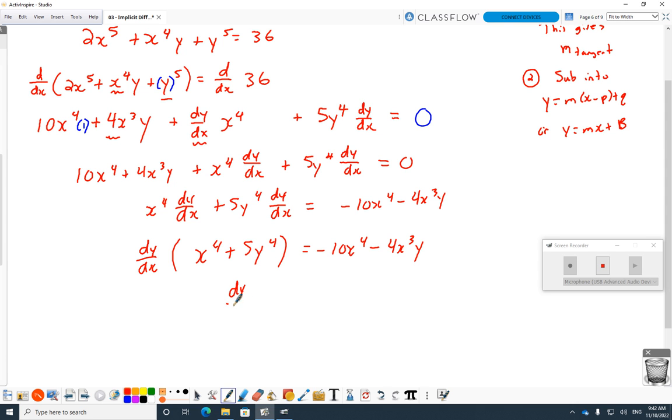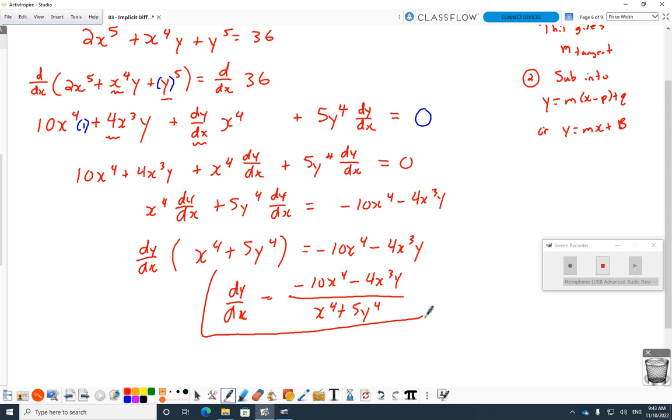And then to get dy dx by itself, I get negative 10x to the fourth minus 4x cubed y all over x to the fourth plus 5y to the fourth. Oh, that's good, powerful mathematics. I'll say it out loud. I believe this is the most powerful mathematics I've showed you so far. That is great stuff. Yeah, it's good. It's great stuff.